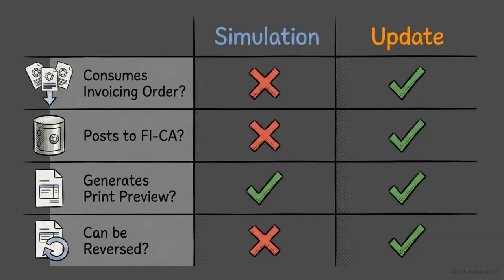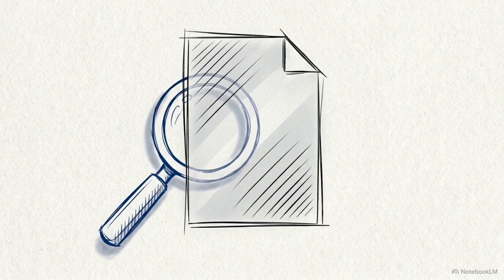We can synthesize this trace into a single matrix. Consumes invoicing order? Simulation no. Update yes. Posts to FICA? Simulation no. Update yes. Generates print preview? Simulation yes. Update yes. Can be reversed? Simulation no. Update yes. The simulation run acts as a read and preview operation.